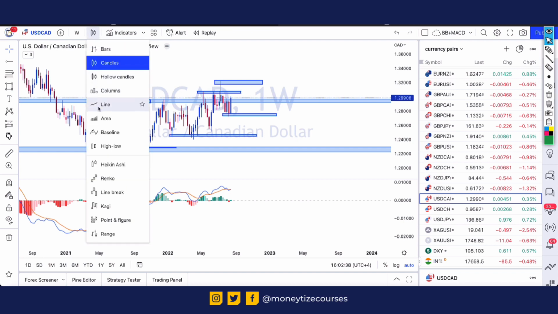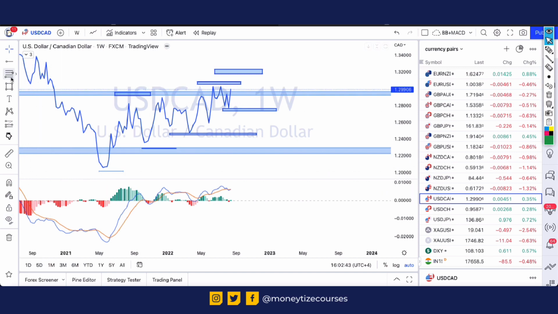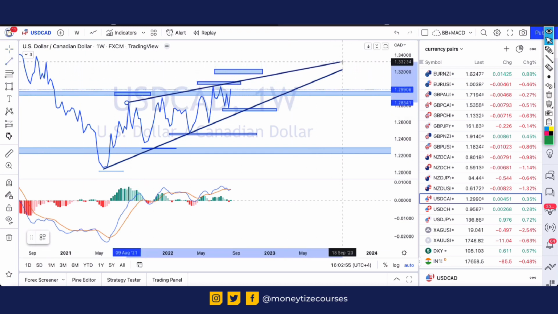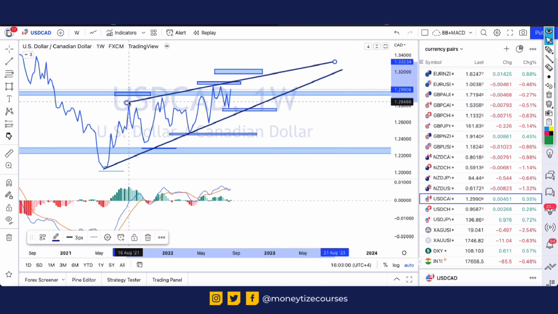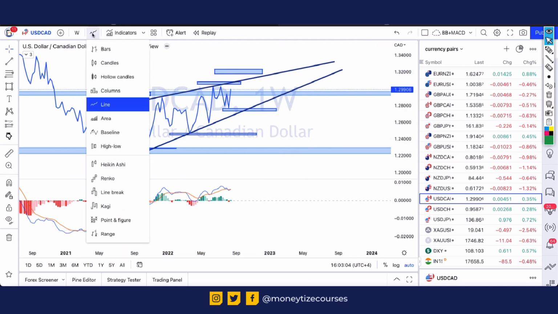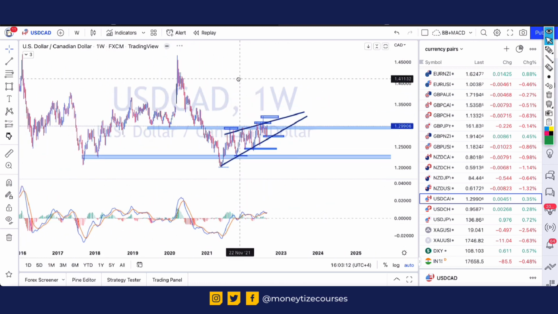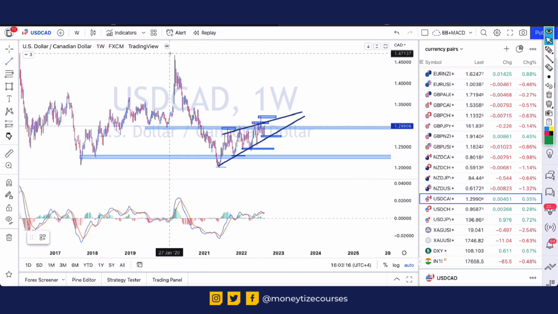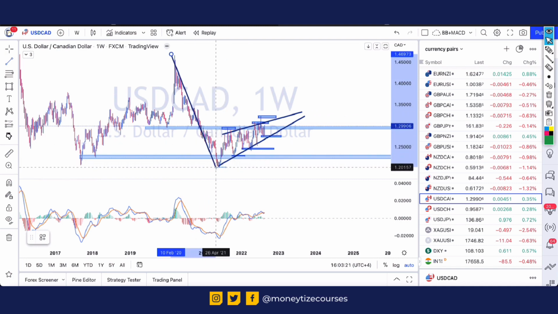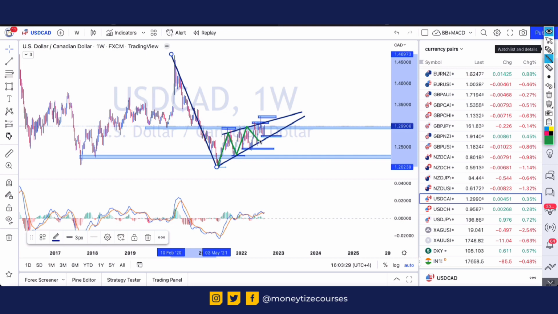I'm trying to turn it into a line chart. Okay, now it's a rising wedge kind of formation, so a push to the downside, followed by the rising wedge formation, and then continuation lower. So we still have room towards the upside.